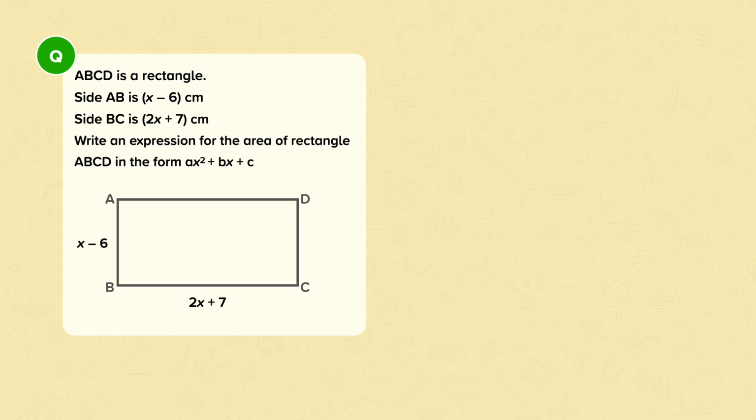In this question, we are told a rectangle has sides of length x minus 6 centimetres and 2x plus 7 centimetres. And we are asked to write an expression for the area of rectangle ABCD in the form ax squared plus bx plus c. As this question is about the area of a rectangle, we know that the formula to use is area equals length times width.